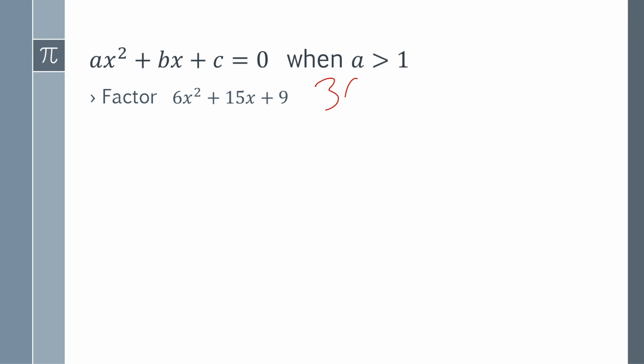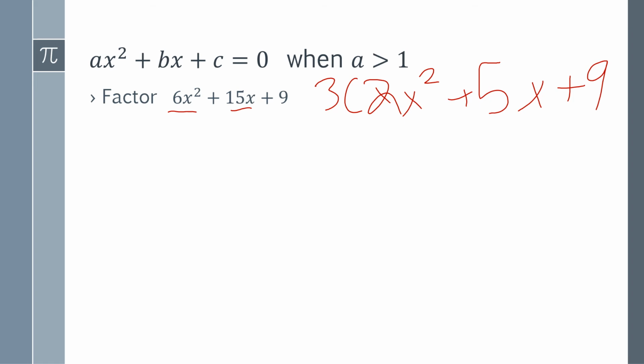So 3 times 2x squared plus 5x plus 3. Oh, let me fix that. That's not true. So 3 times 2x gives me 6x. 3 times 5x gives me 15x. And then 3 times 3 gives me 9. Boy, it's hard to write with your finger.